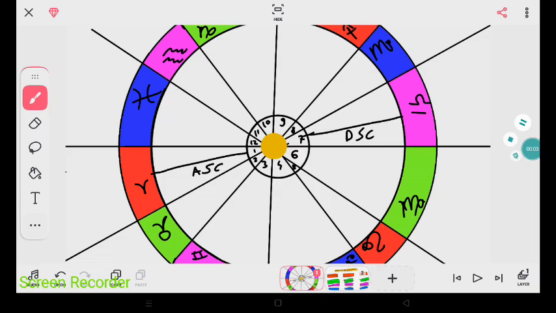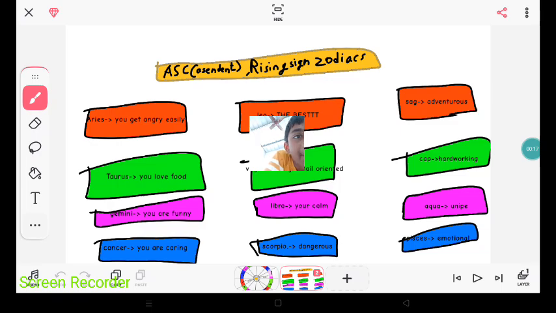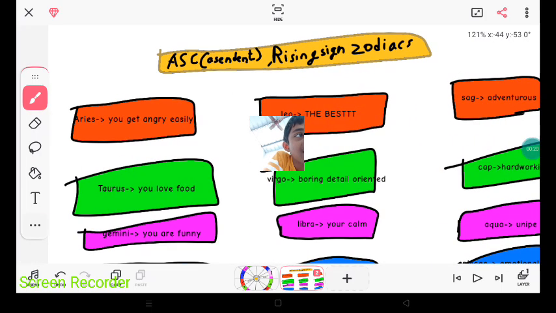Hope you're doing fine. Today we're gonna be learning the ascendant and the descendant, so let's just start. So, your ascendant is how you behave, and your descendant is the opposite of how you behave. For example, let's see some zodiac examples.